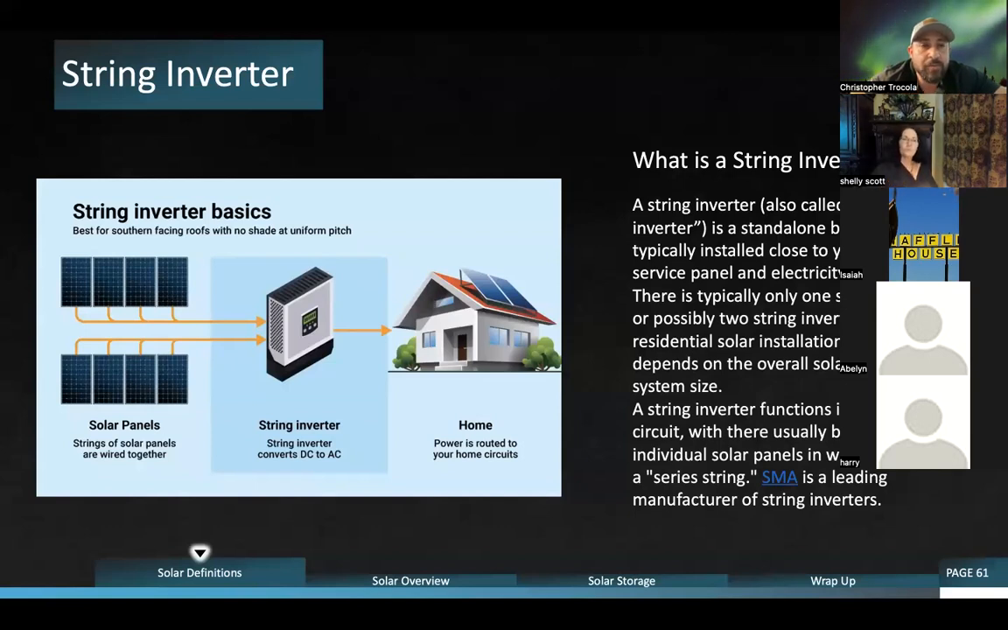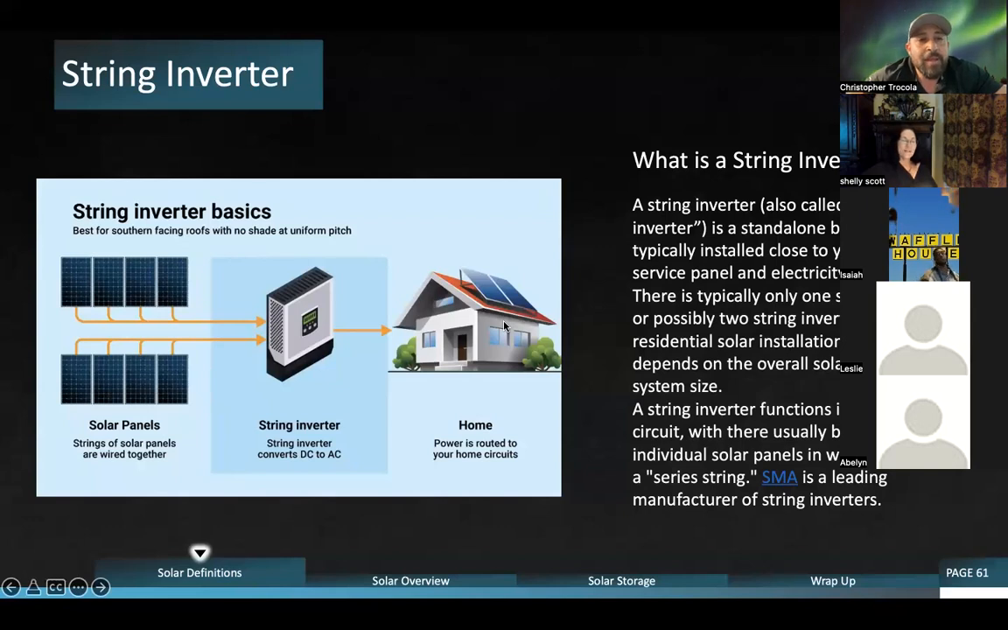SMA is a leading manufacturer for string inverters. They are still used out there, but they're not as common anymore as they used to be, because they're pretty inexpensive but they don't work well. Here's what happens when something works in string. Anybody remember what happens to Christmas lights before they went LED? What happens if a bulb goes out? They all go out. So if you have 12 solar panels tied together, guess what happens? They all go down. Okay, so we don't like that.